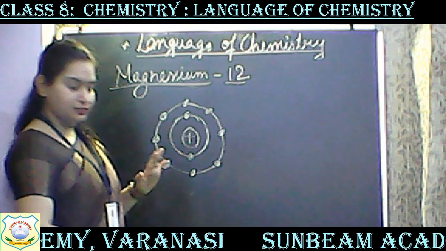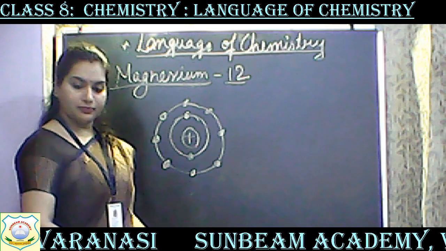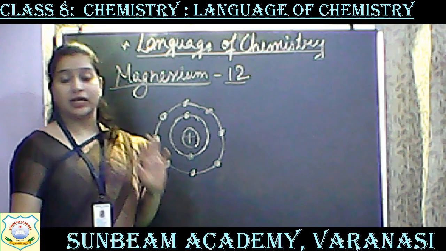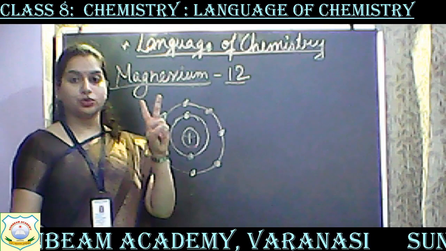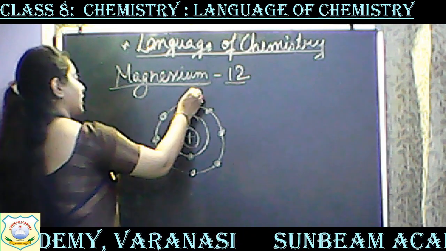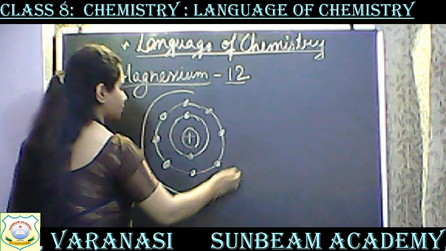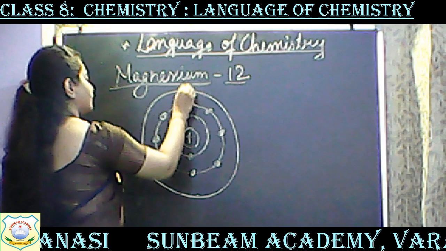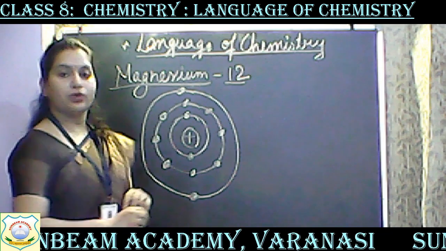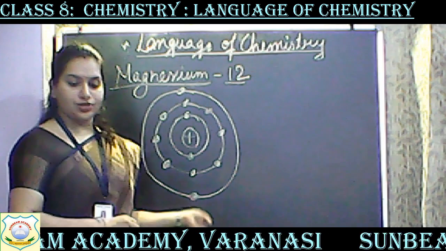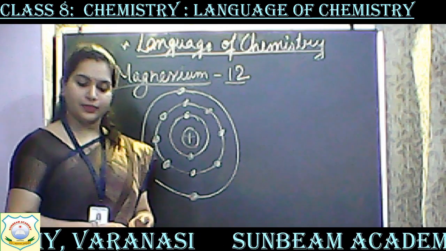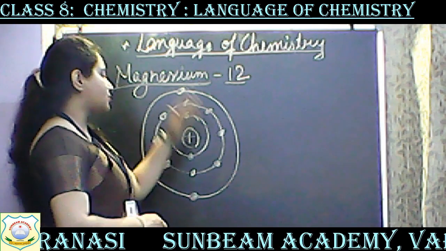10. Total is 10, isn't it? 1, 2 and 8. 10 हमने भर लिए. Now we are left with 2. So now again we'll make another orbit, another shell, and we'll fill the 2 electrons. Got it? So this is the structure of magnesium. Clear? So by this method we draw the structure.